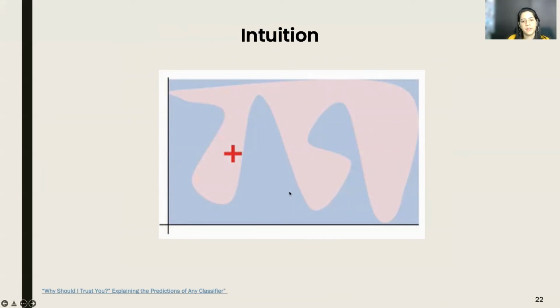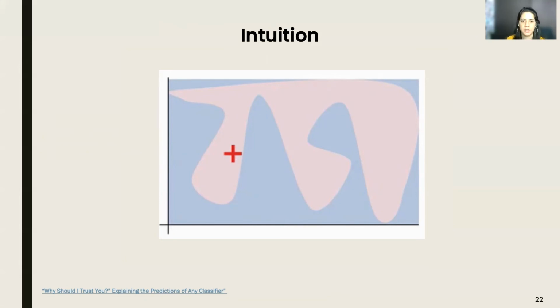If you look at this picture on your screen, you can see the boundary is very non-linear, right? And it becomes a little difficult to explain such a model. You can see there are two classes, one is pink, one is blue, and there's a very non-linear boundary separating these two classes. But because LIME is a local technique, we just focus on a single data point at a time. And our data point is this red plus sign.